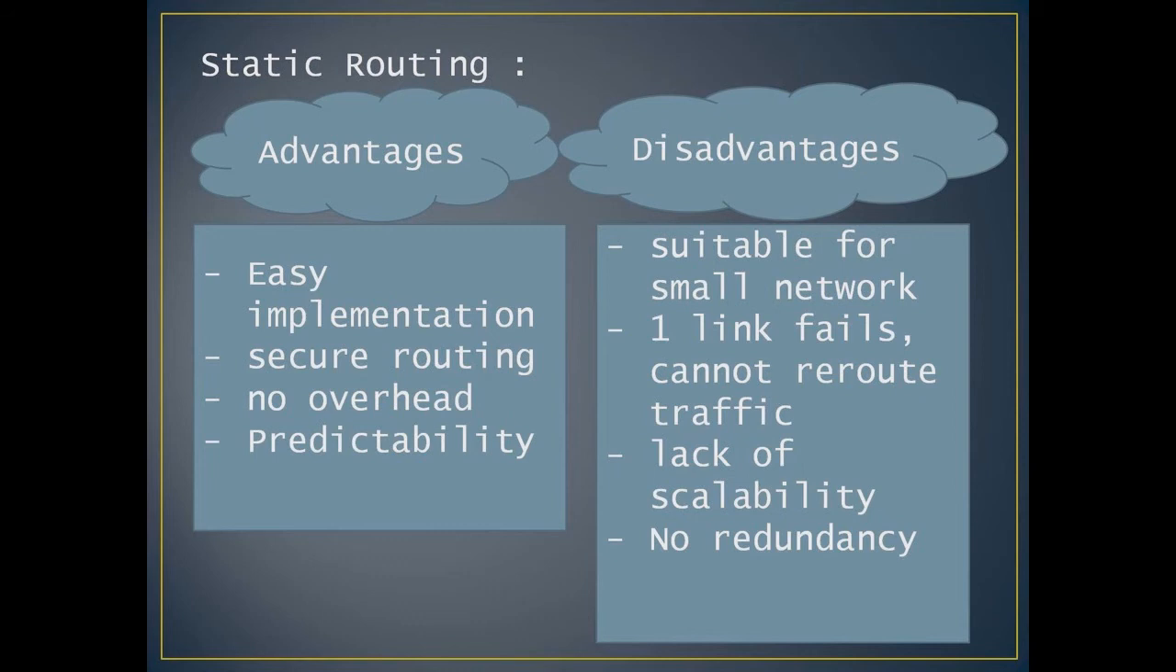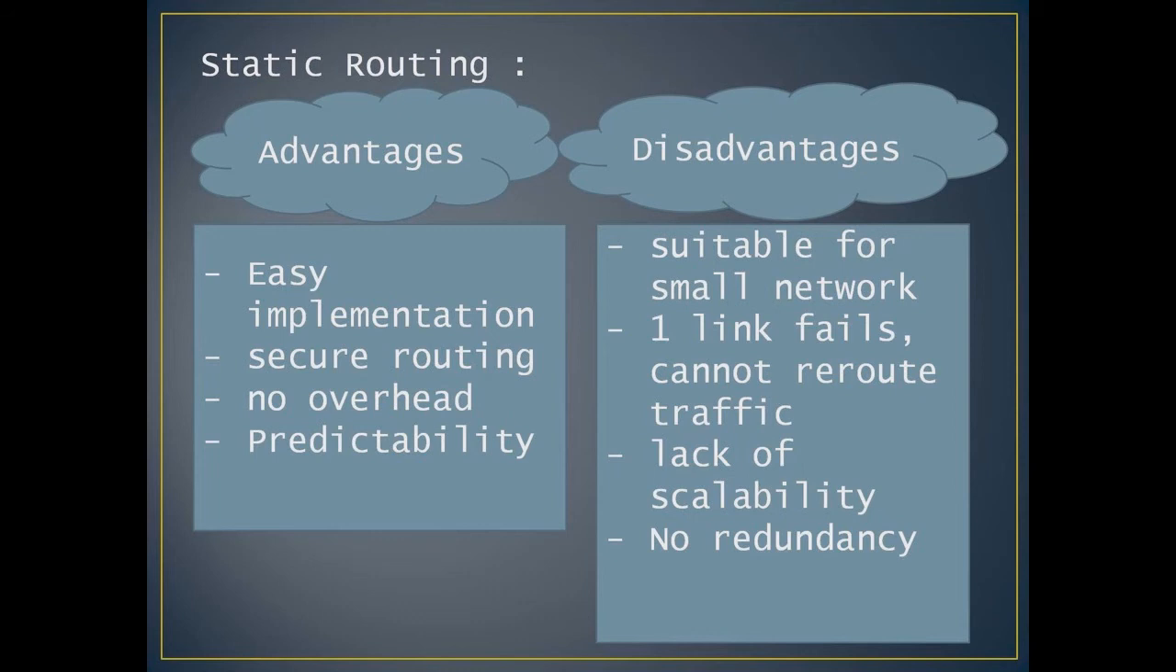And that's all for the advantages of static routing. Now we're moving on to the disadvantages of static routing. First of all, static routing is suitable only for small networks. If a link fails, it cannot reroute the traffic, which is a disadvantage for static routing. And it lacks scalability and redundancy.